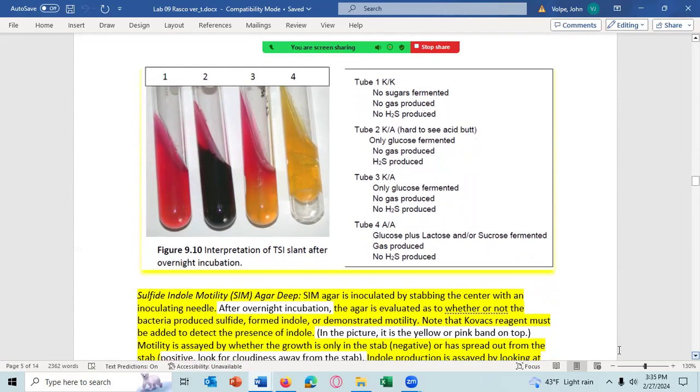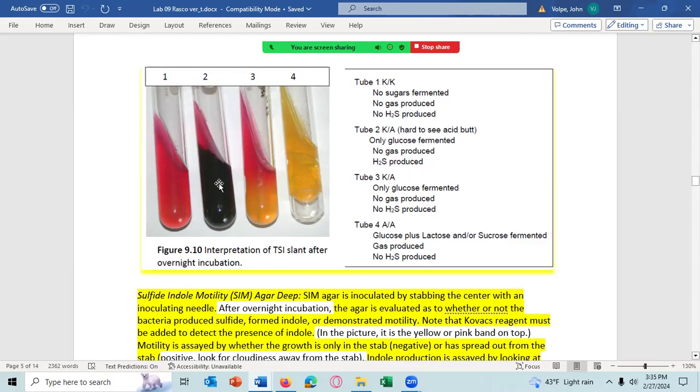So in tube 1 here, there's no change in the color, and we say K over K, meaning no change in the slant. Slant's always first, and then the result of the butt is second. So K over K. You can also write that negative over negative, meaning no change in both the slant and in the butt.